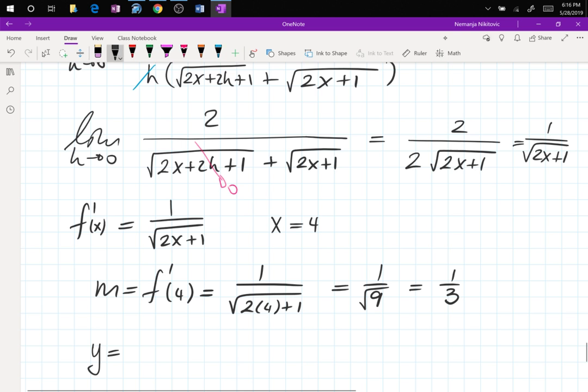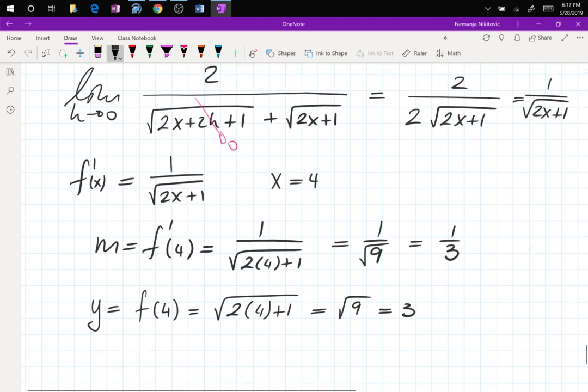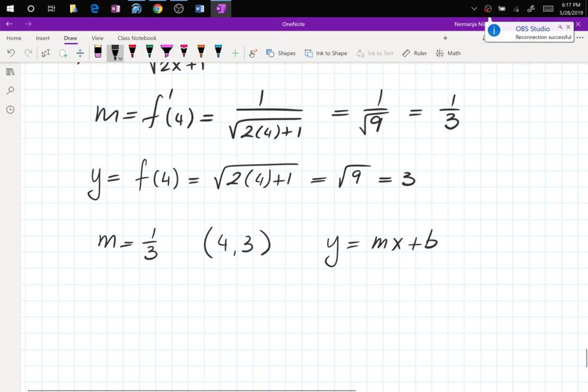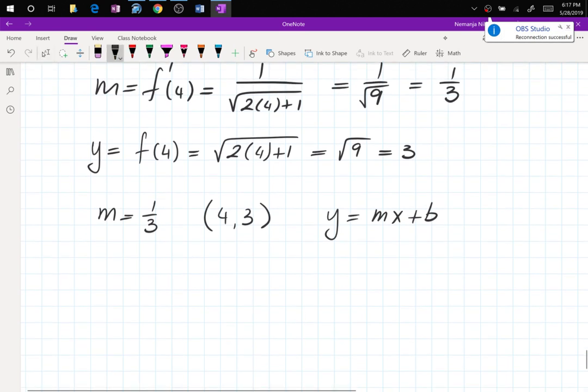And now, to find the y, that's going to be the original f of 4, which is square root of 2 times 4 plus 1, which is square root of 9, which is 3. And we have everything we need. Plug in to find b, and we're done.